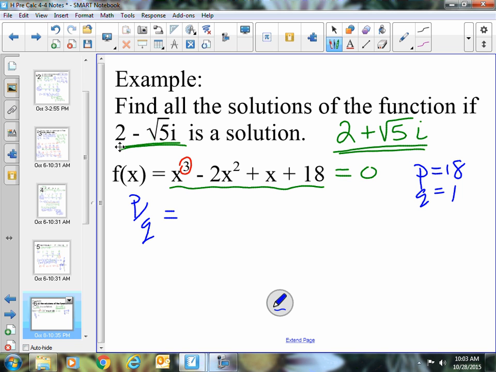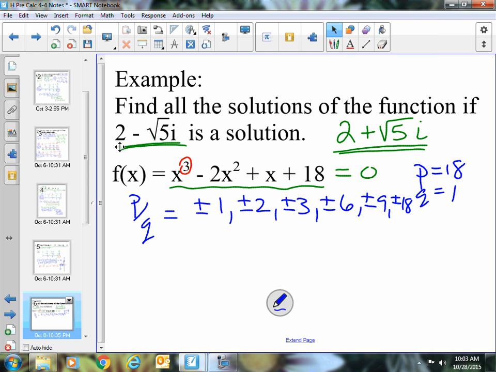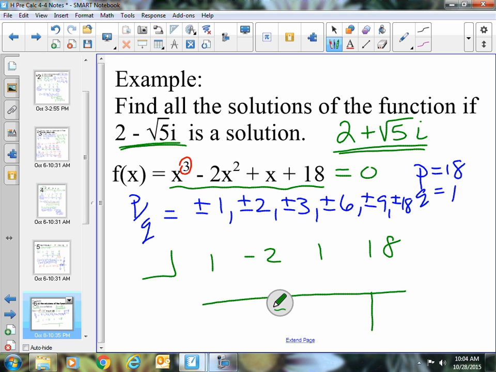So that means P over Q is really just all the factors of P, whatever that is. So we have 1, 2, 3, 6, 9, and 18. Q is 1, so we just really have those factors of P. Those are the ones we need to guess and check from. I already have 2 solutions, the 2 imaginaries. It's just trying to find that one real solution. If it's rational, this will get me there. So instead of infinitely many to choose from, I've got just that list to choose from.